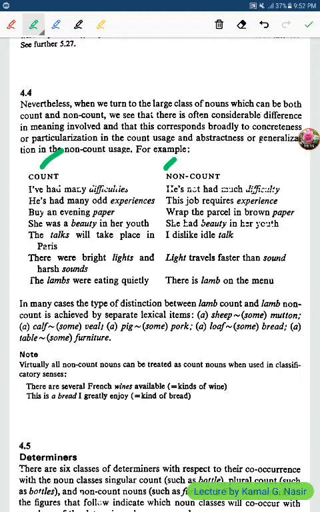He's not had much difficulty. Here, difficulty is what? Preceded by much, it is now uncountable, or non-count. Non-countable. Right?